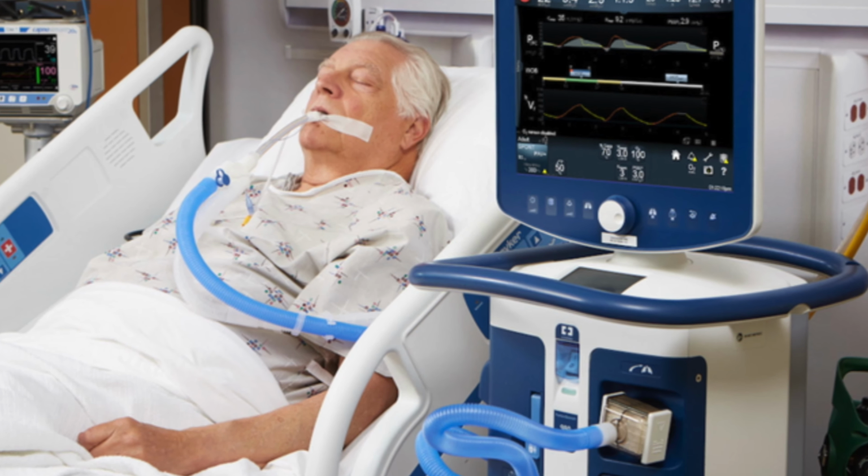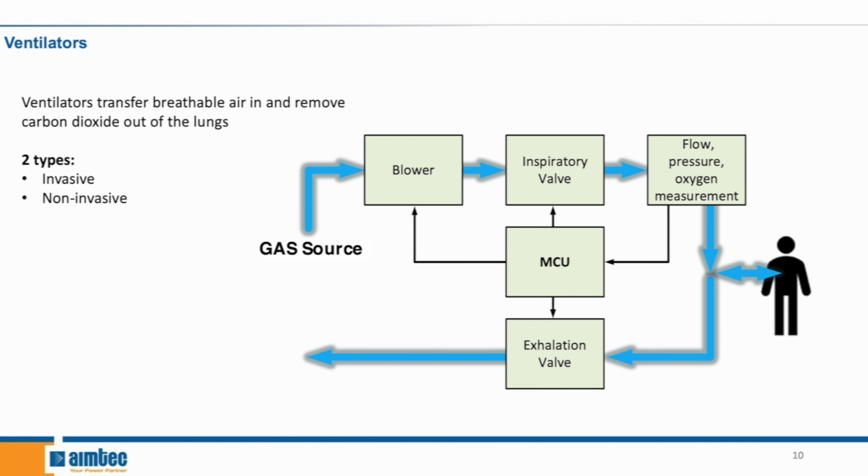mouth into their windpipe. Modern ventilators are usually computerized equipment consisting of a blower, several sensors, and valves, as we'll see in the upcoming examples. The blower pushes air from the gas source, which can just be oxygen or a mix of oxygen and other elements, through the inspiratory valve and multiple sensors and eventually into the patient's lungs. At the same time, the MCU monitors the readings from the sensors and controls the blower speed or valve opening to achieve the desired pressure, flow rate, and oxygen levels.